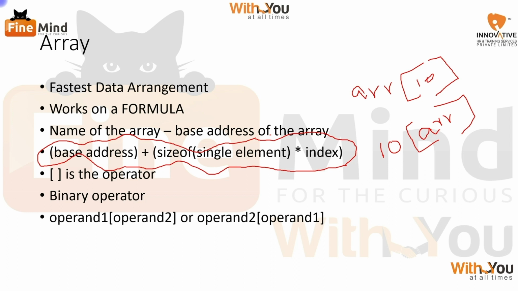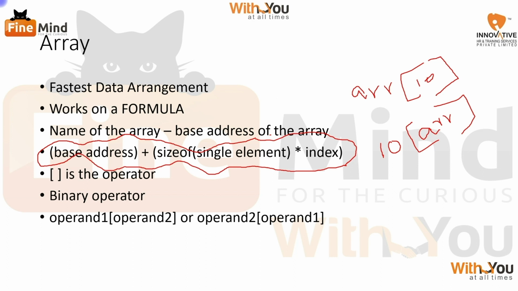What are the points? Array is the fastest data structure. It works on a formula. Name of the array gives the base address of the array. In case you have any clarification, you can post it to us, and I can give you more clarification on the name of the array if anybody has. So the formula becomes base address plus size of single element multiplied by index.